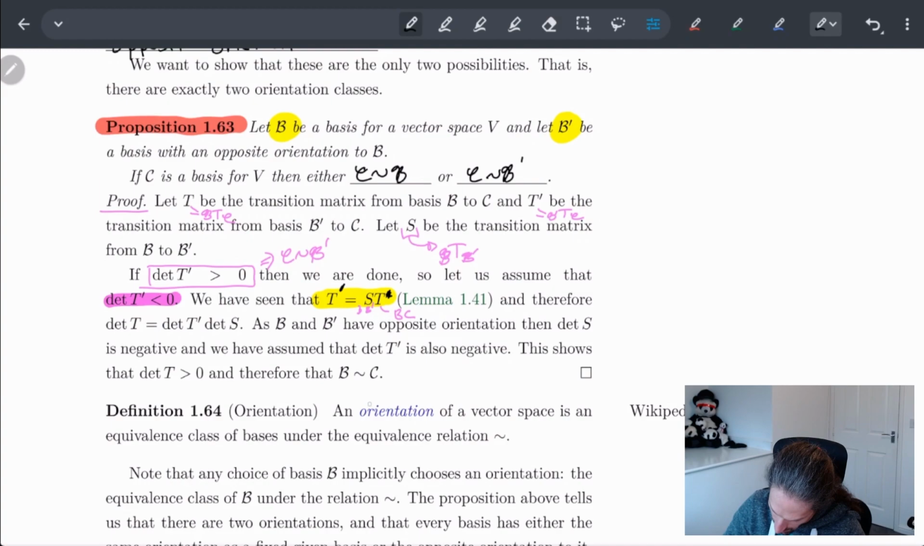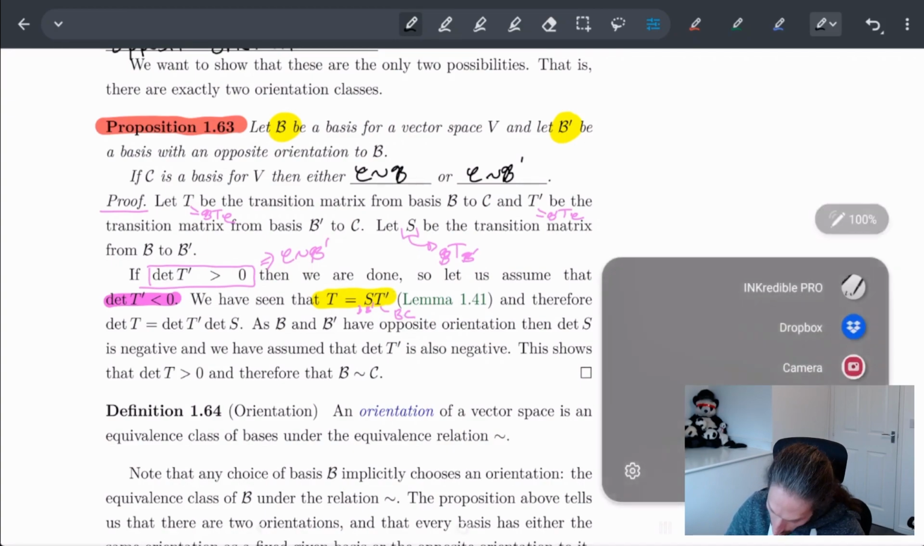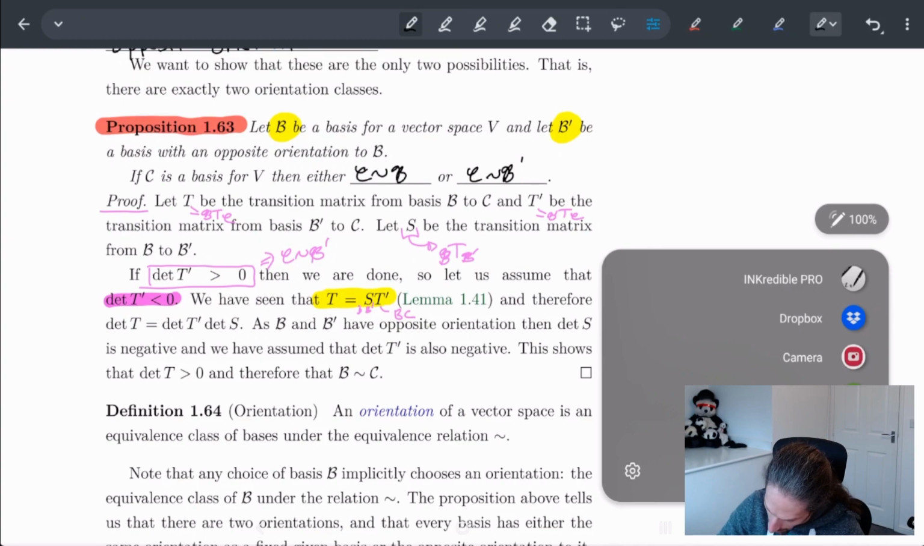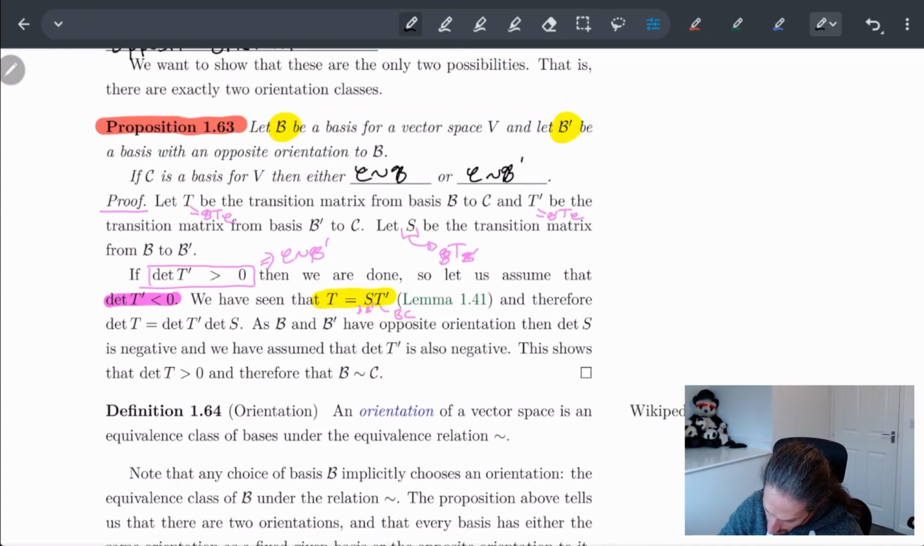T times B to C. Oh, no, this is right. This is T prime on the right. Wait, no, rewind. This is B prime. Oh, I'm an idiot. I wrote this wrong. Never mind, there is no error in the notes. And now this is going to be on video forever.